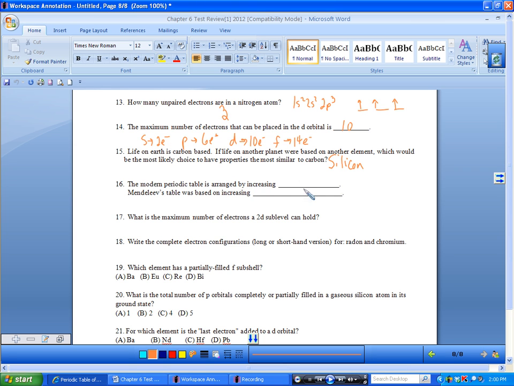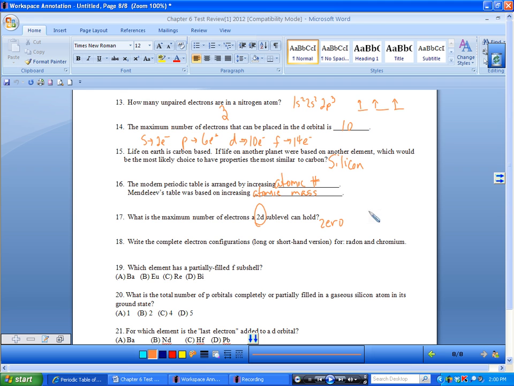The modern periodic table is arranged by increasing atomic number. Mendeleev arranged his table based on increasing atomic mass, and we now know that we see those repetitive patterns better if it's based on atomic number. A 2d sublevel does not exist, so the answer is 0 because there is no 2d. The d's don't happen until we get to the 3rd energy level.